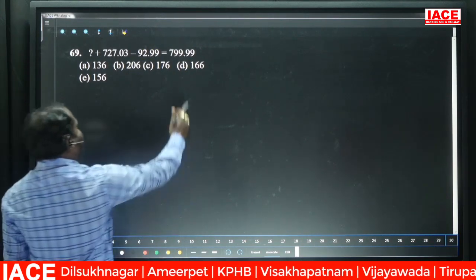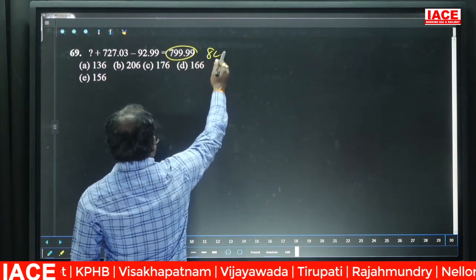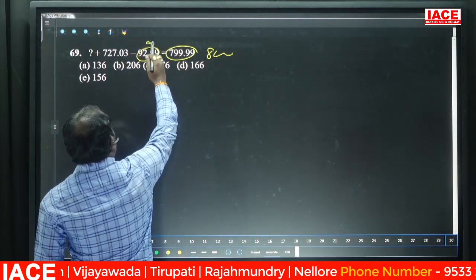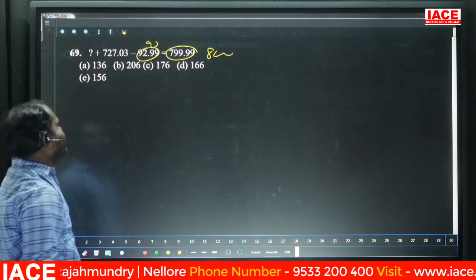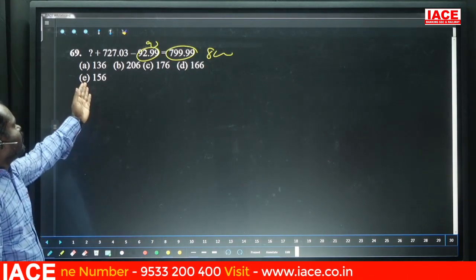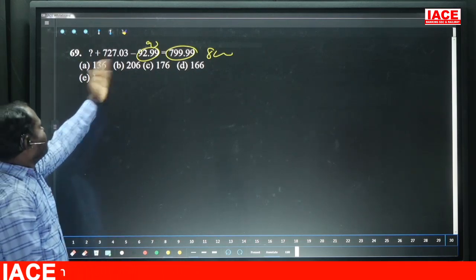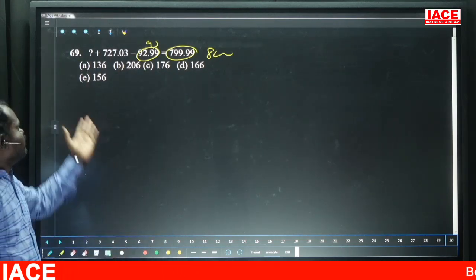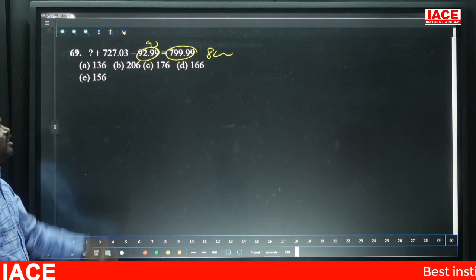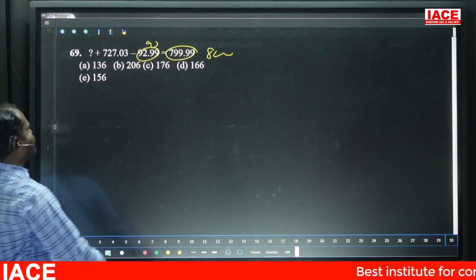Here 799.9, make it as 893. 727 minus 93 equals 800. So 800 minus 727, what is the balance? Balance is 73. 73 plus 93 is 166.